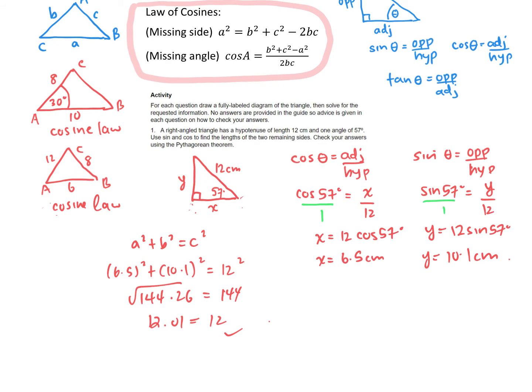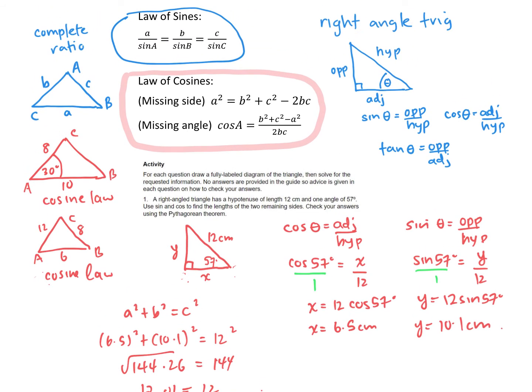If we have a missing side, we're going to use a squared equals b squared plus c squared minus 2bc cosine A. So there is a pattern. Whatever side I want, it will be the other two sides squared, added together, minus 2 times the other two sides, and then cosine of that same angle. We're going to use this version to find the missing angle. We've got the two sides squared minus the initial side divided by 2bc.